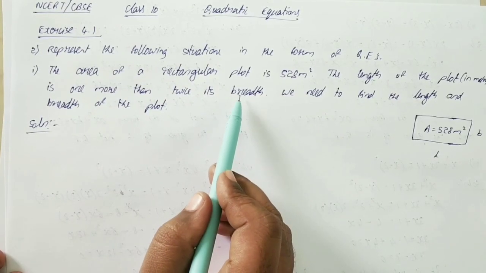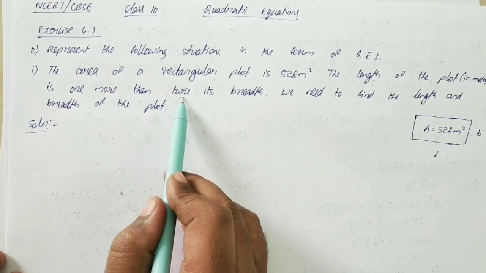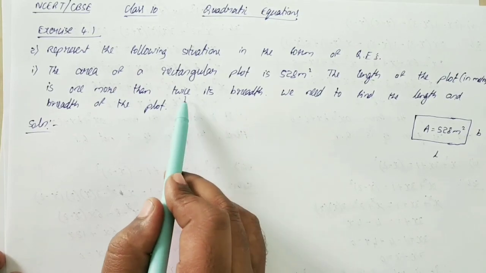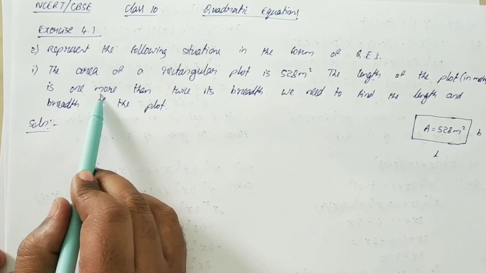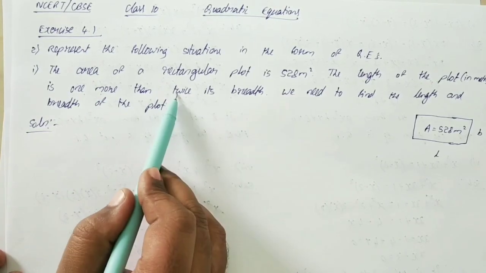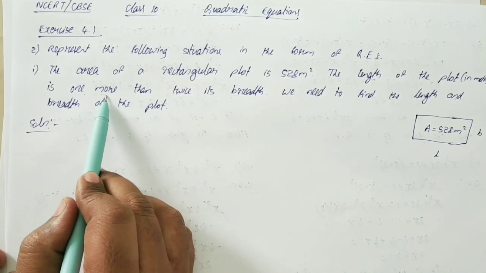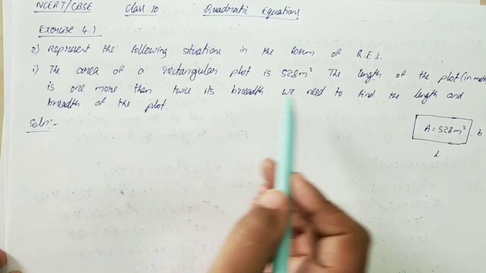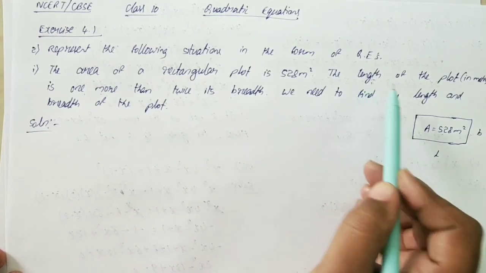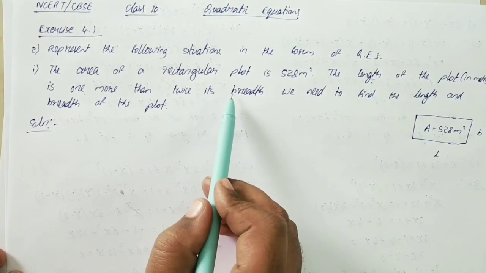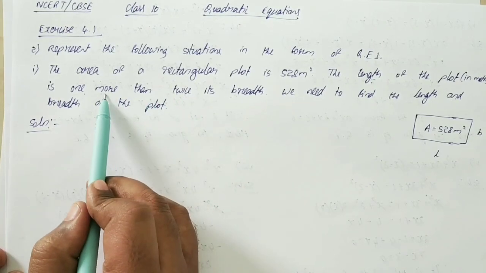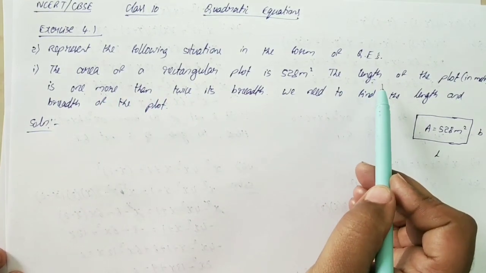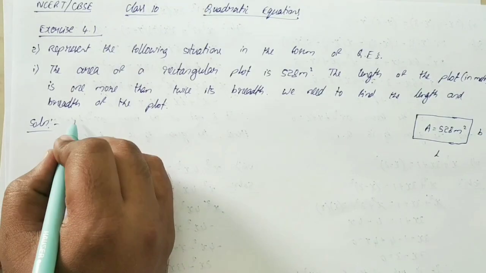That means if we multiply the breadth with 2, twice means we have to multiply with 2, and add 1 more means we have to add 1. So if we multiply the breadth with 2 and add 1 to it, then that will be equal to the length of the plot they have given. I repeat, if you multiply the breadth with 2 and add 1 to that, then that will be equal to the length.